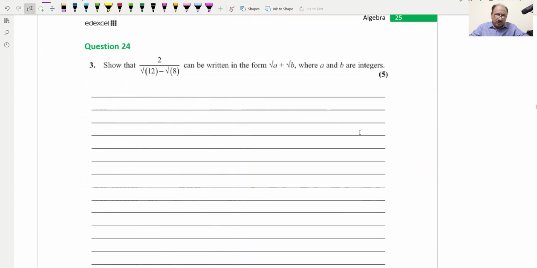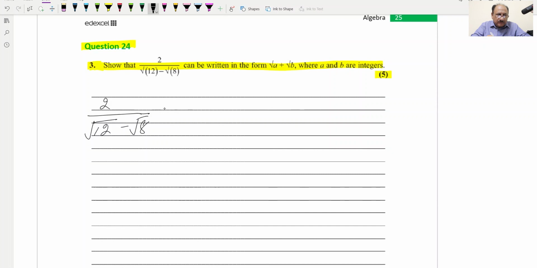Now question number 24 of the sequence, and question number 3 of the past paper, and we have to rationalize, can be written in this a under root plus b under root, where a and b are integers. This is 5 marks question. So rationalization we will be doing, we can copy this question over here, and now we can rationalize.